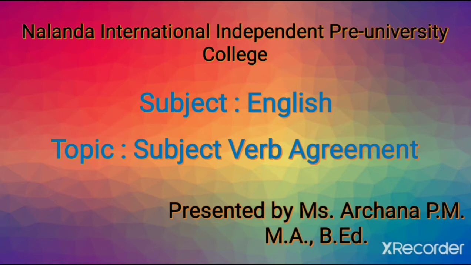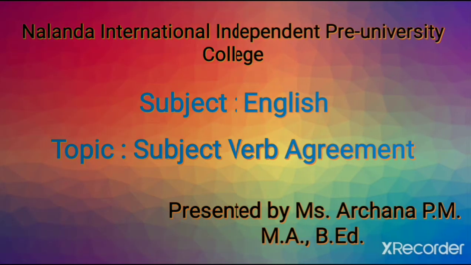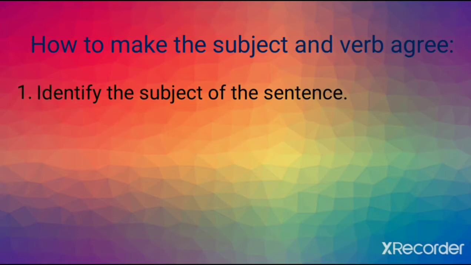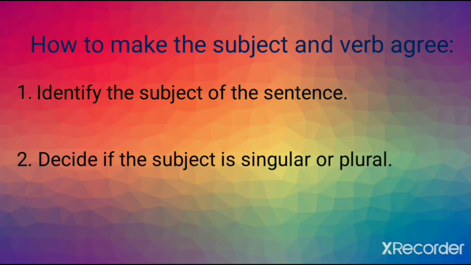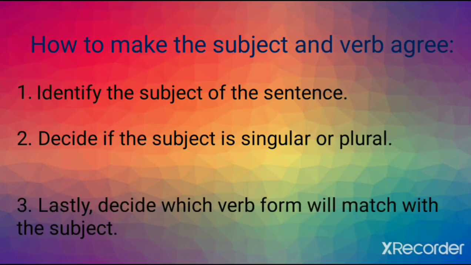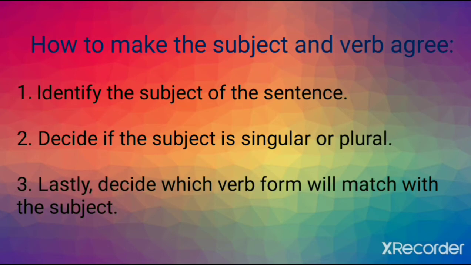Verb. Verb represents the action of a sentence. For example, is, was, are, were, went, will place, have taken, etc. Now, how to make the subject and verb agree? First of all, what you have to do? You have to identify the subject of the sentence. Next, decide if the subject is singular or plural. And lastly, decide which verb form will match with the subject.